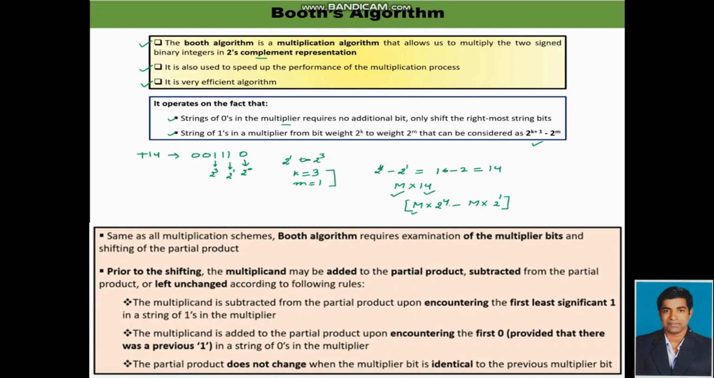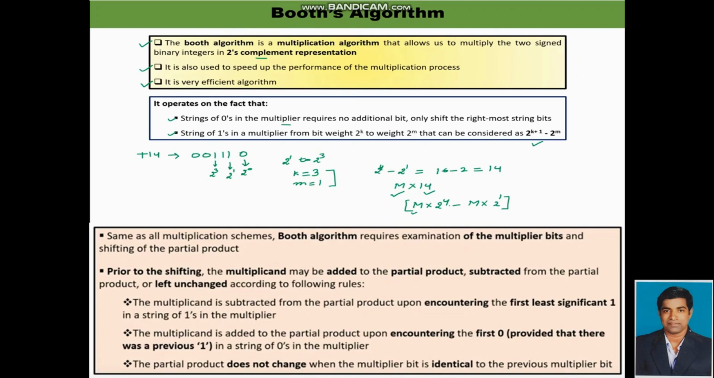Booth multiplication. The Booth algorithm is a multiplication algorithm that allows us to multiply two signed binary integers in 2's complement representation. It is also used to speed up the performance of the multiplication process. It is a very efficient algorithm. It operates on the fact that the strings of zeros in the multiplier require no additional bit, only shifting the rightmost string bits.